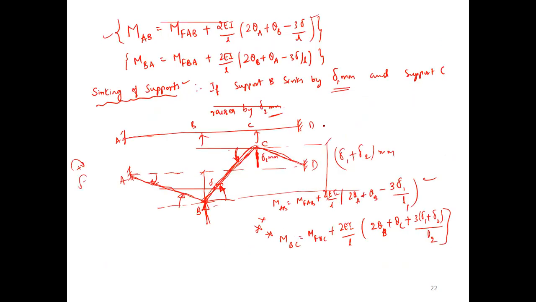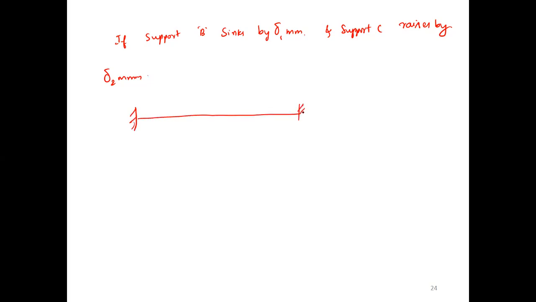See, if support B sinks by delta 1 mm and support C rises by delta 2 mm, the given problem is like this. This is A, this is support B, this is support C, and this is D.